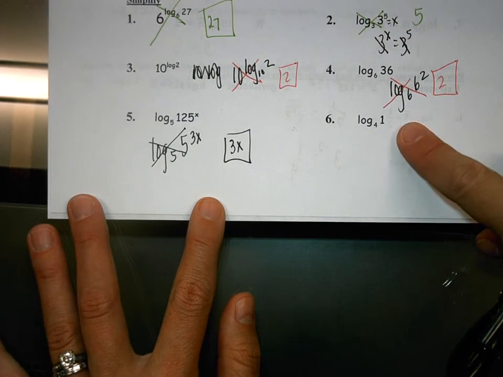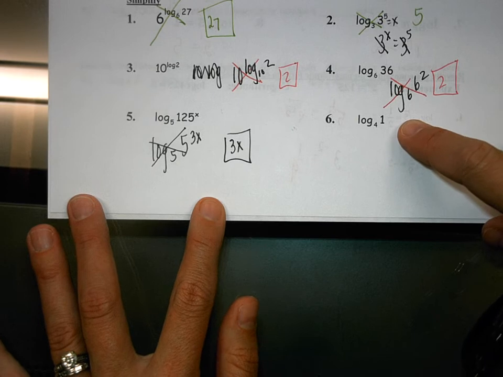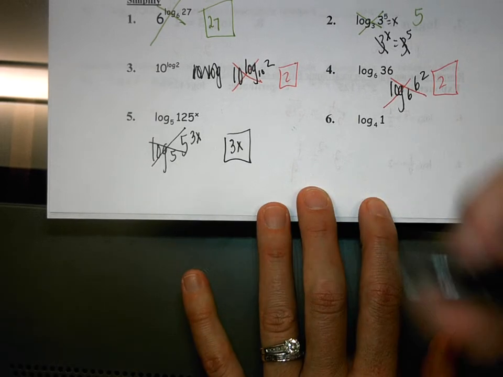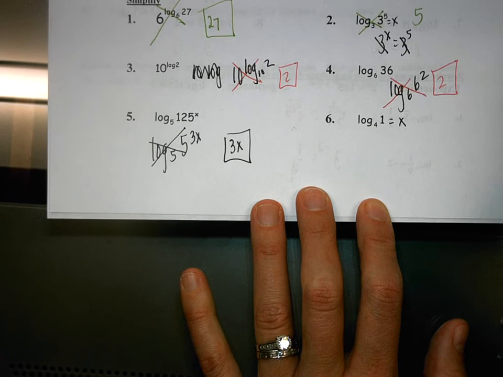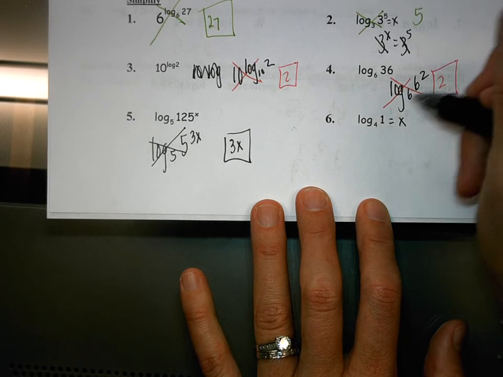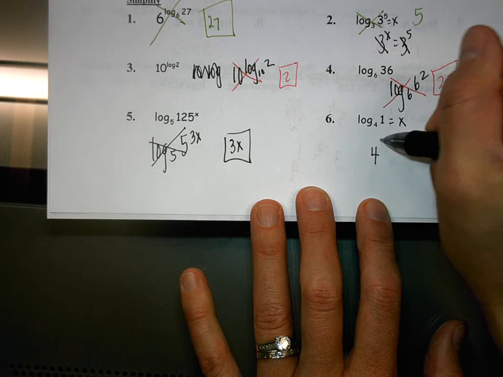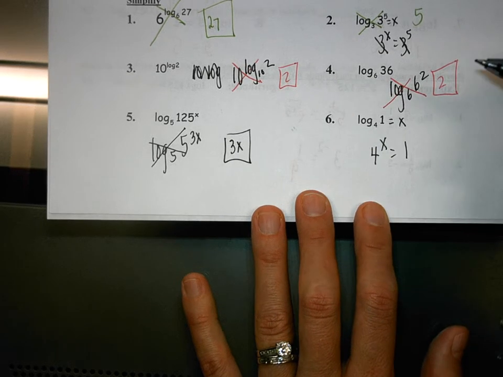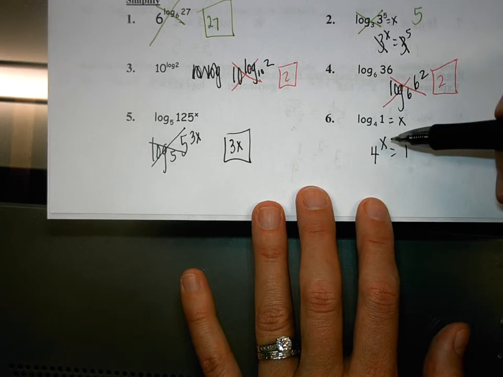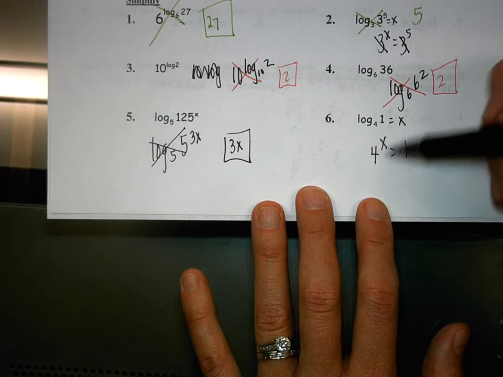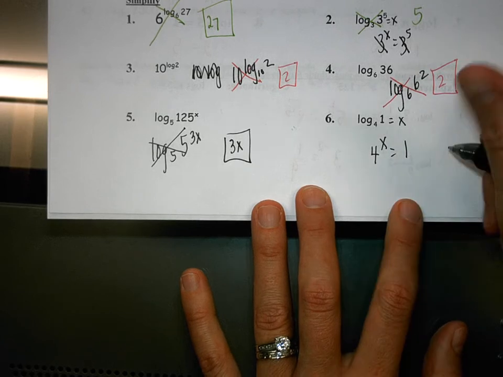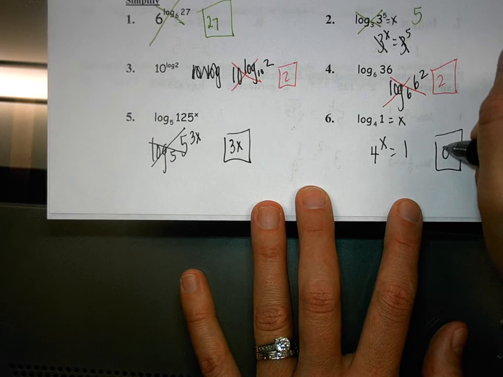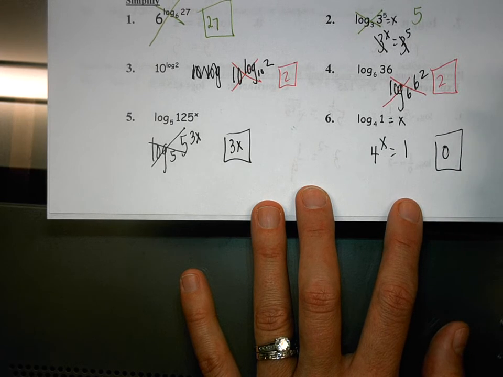This one looks confusing, I feel like sometimes. And if you forget and you're not sure, always put equals x. And so if I change this to exponential form, what will I write? 4 to the x equals 1. What value would need to be in there for x in order for this to equal 1? 0. The answer is 0, because anything to the 0 power equals 1.